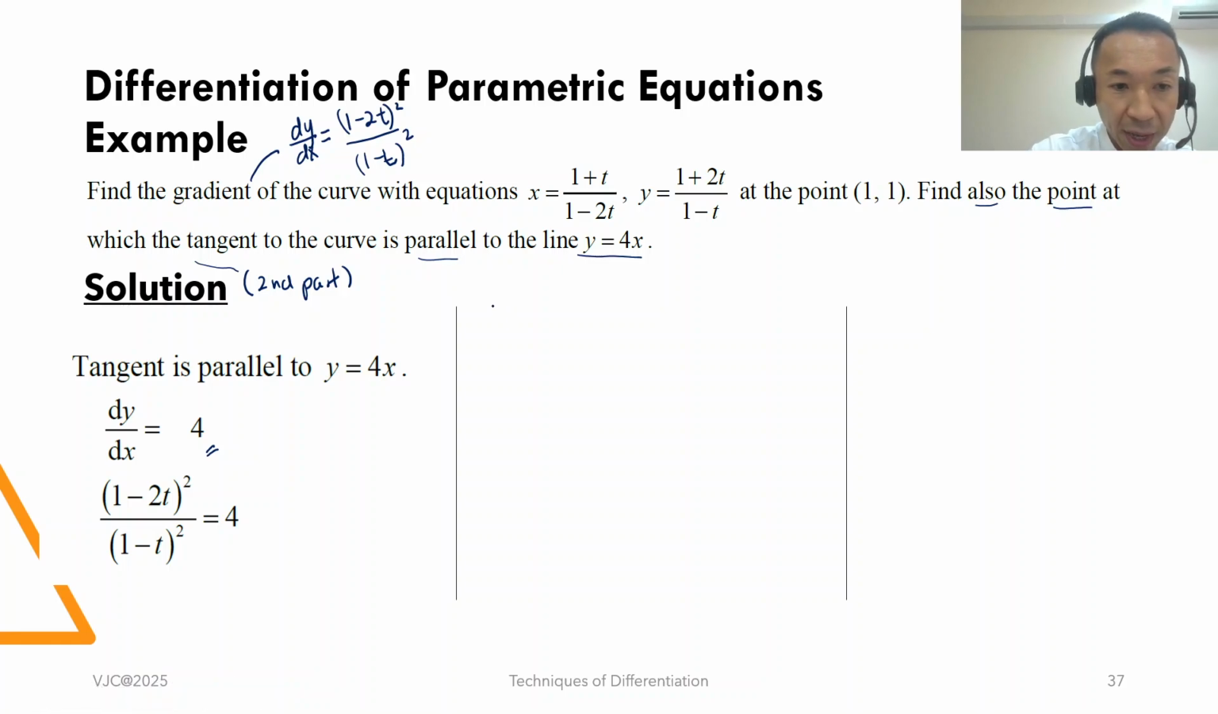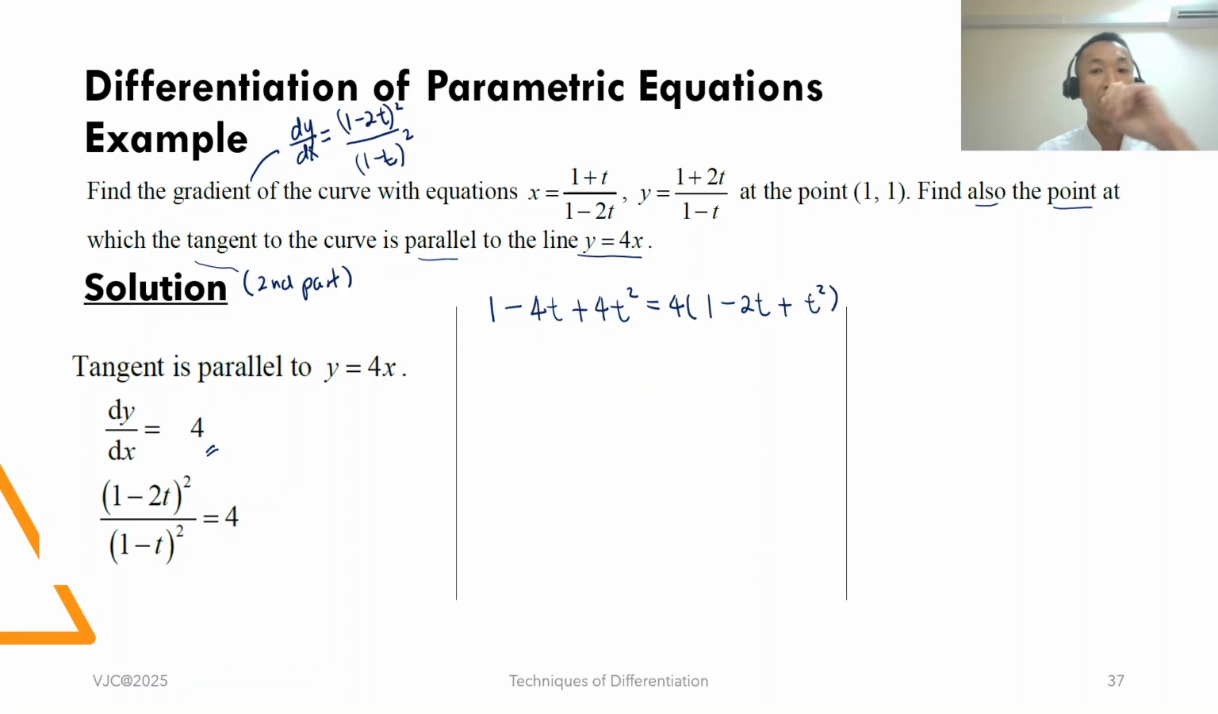I cross multiply and then expand, and I get 1 minus 4t plus 4t squared equals 4 times (1 minus 2t plus t squared). I solve, and the 4t squared goes, correct? The t squared goes, and I will get t equals 3/4. Not difficult to get. Now, which means at that point t equals 3/4, your dy/dx is 4.